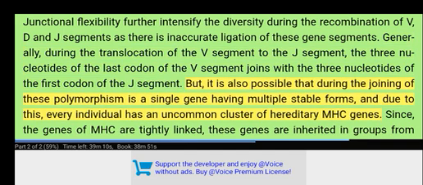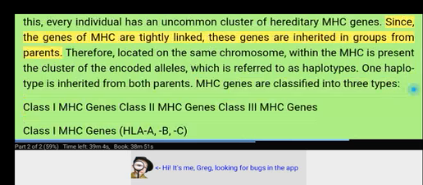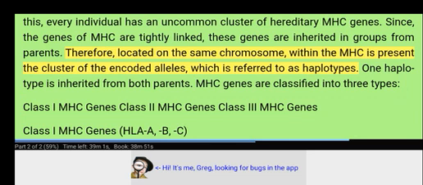But it is also possible that during the joining of these... polymorphism is a single gene having multiple stable forms, and due to this, every individual has an uncommon cluster of hereditary MHC genes. Since the genes of MHC are tightly linked, these genes are inherited in groups from parents. Therefore, located on the same chromosome, within the MHC is present the cluster of the encoded alleles, which is referred to as haplotypes. One haplotype is inherited from each parent.